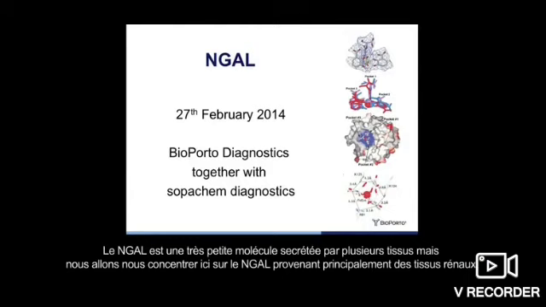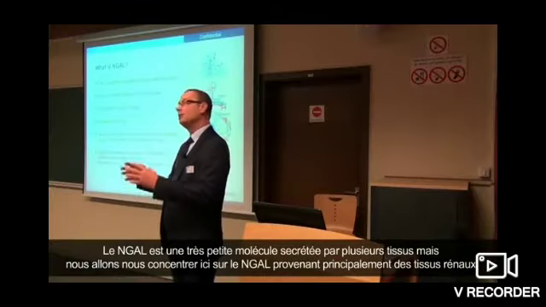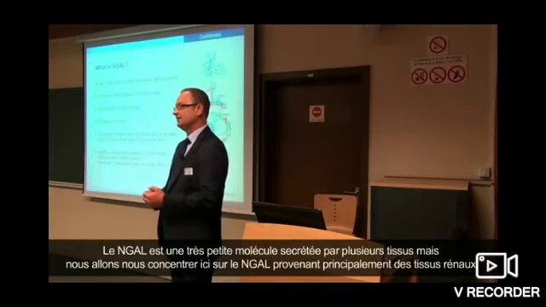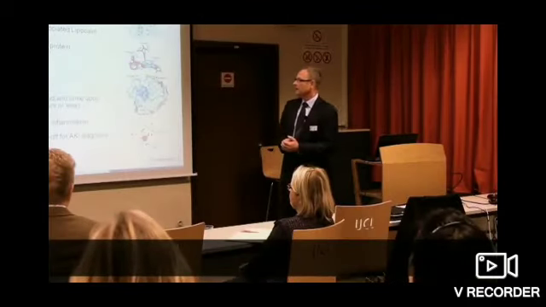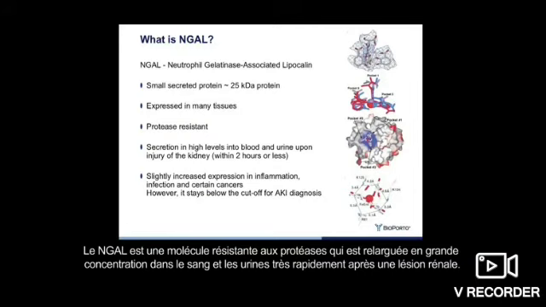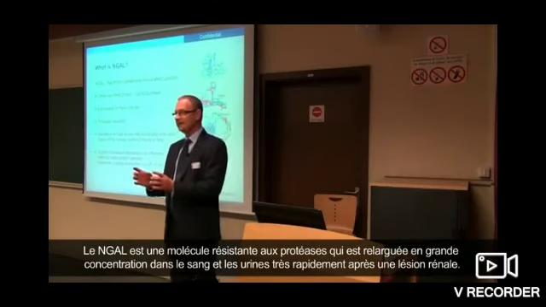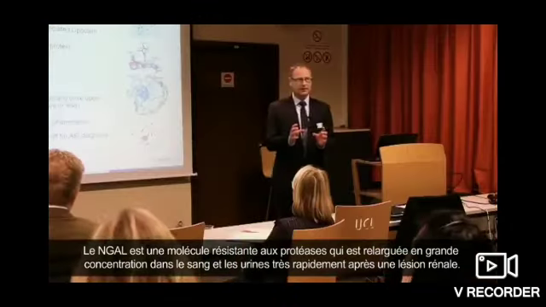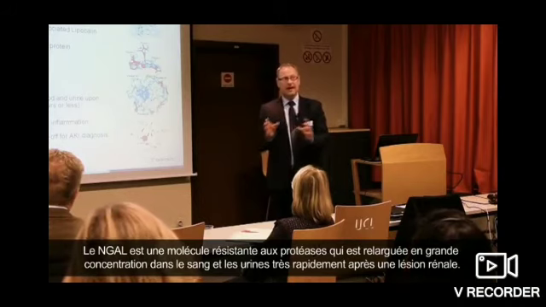NGAL is a very small secreted protein, secreted from several tissues, we know that, but what I'll focus on here is the NGAL that we know comes primarily from the kidneys. It's very protease resistant, secreted in high levels into blood and urine upon injury of the kidney. Very fast after the injury of the kidney, this comes out in blood and in urine.